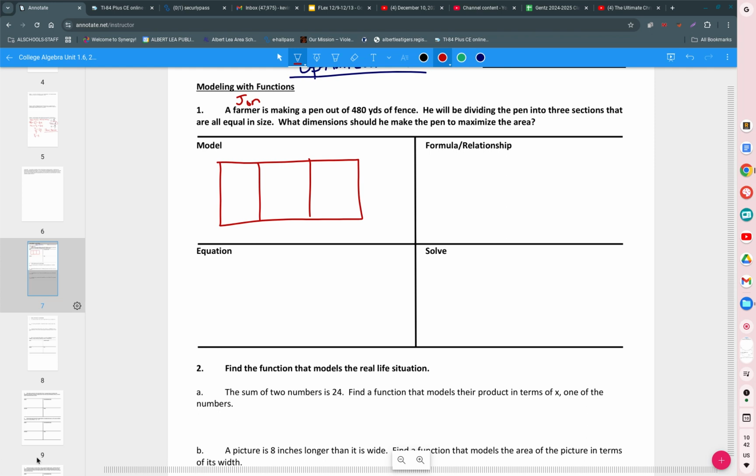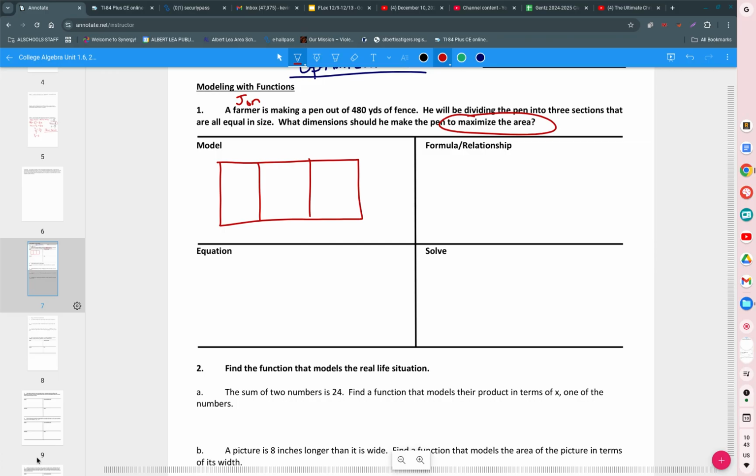Calculus, they learned it last year. They all do it right away, like this. So what dimension should he make the pen in order to maximize the area? That is the most important part of the problem, and that is what we look to in order to determine our next steps. This is what makes it different from the other ones. Notice that this one says maximize.